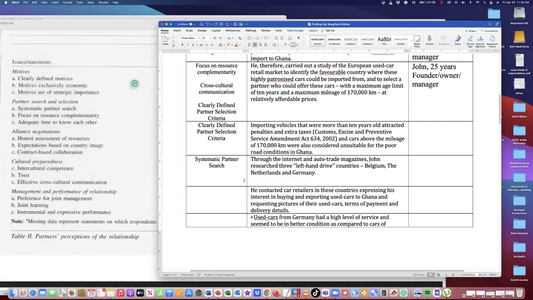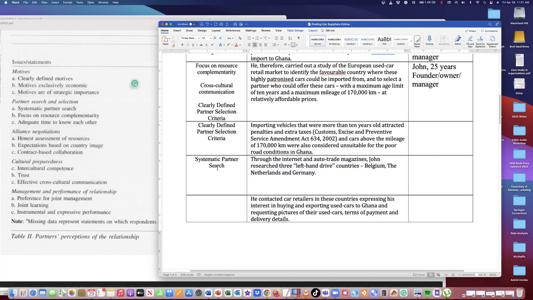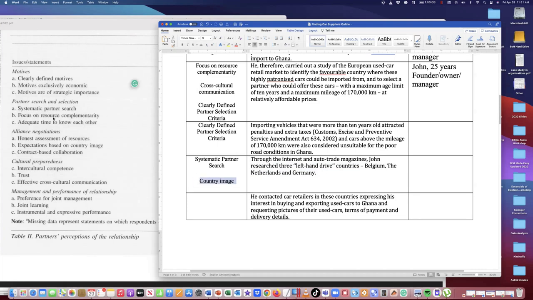Well, yeah. What about here? Somebody said something about this one. Expectation based on country image. So this one is about country image. We don't know what the expectations are, but it's about country image. So selecting the country which could fit it. But it's actually also part of the left-hand drive part, which is more about resource complementarity, if you realize. The car should be able to be used in Ghana. Yeah. That's both.